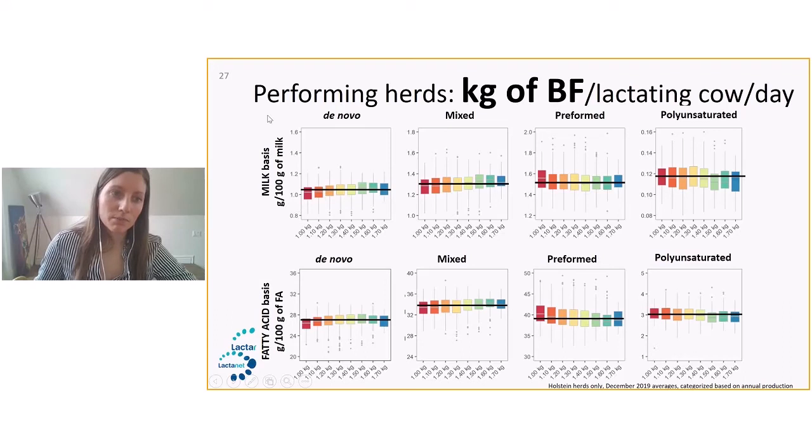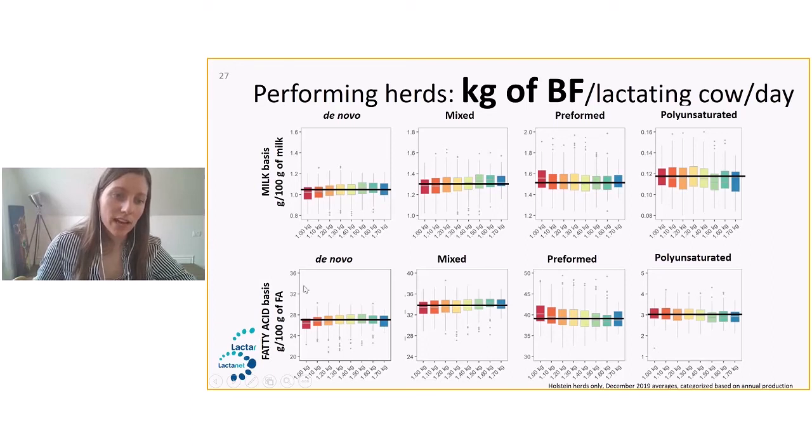If we look at the milk basis here, from below 1 kilo of butterfat per milking cow all the way to 1.7 kilos of butterfat per milking cow, we see that the average is quite similar from one group to the other. There's not much of a difference. Mixed, preformed, and polyunsaturated is pretty much the same thing. So again, you can use this benchmark across all performing herds based on kgs of butterfat per lactating cow.